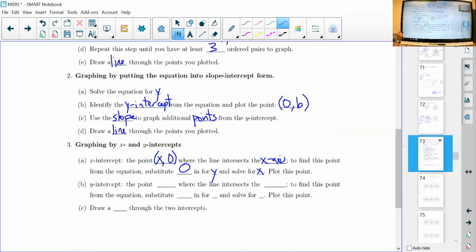Then plot the X-intercept. The Y-intercept is similar. 0, comma Y, or we could call it 0, comma B. It means the same thing, right? Where the line intersects the Y-axis. To find this, substitute 0 in for X and solve for Y. Plot that point and then connect them. Draw a line through those 2 points. You got the 2 intercepts correct, and you can draw a line through those 2 points, you're good.